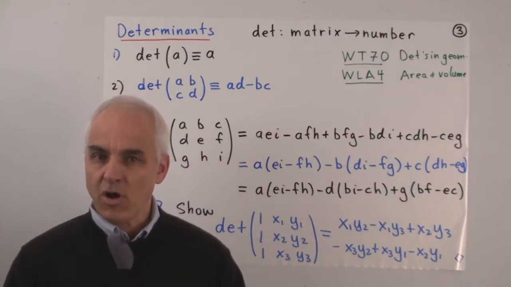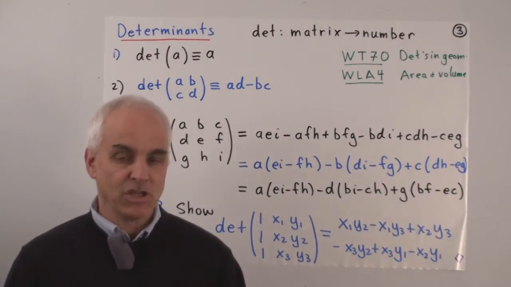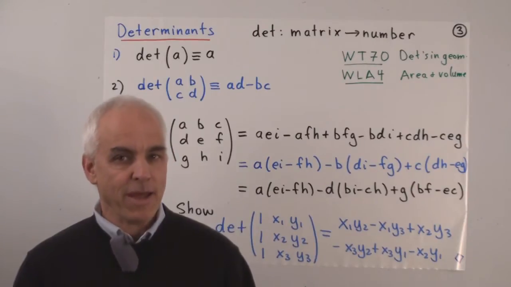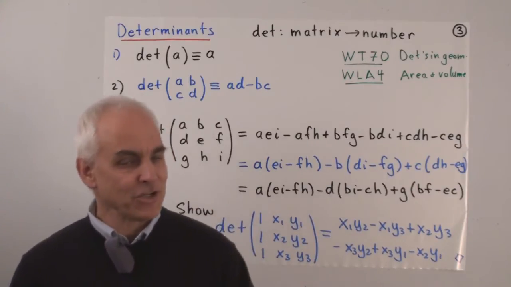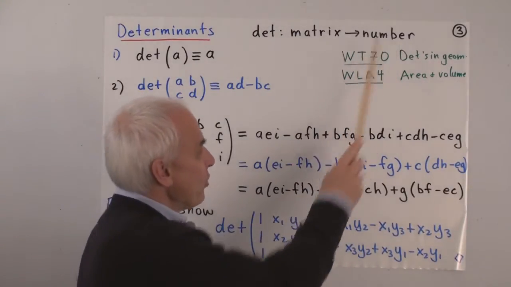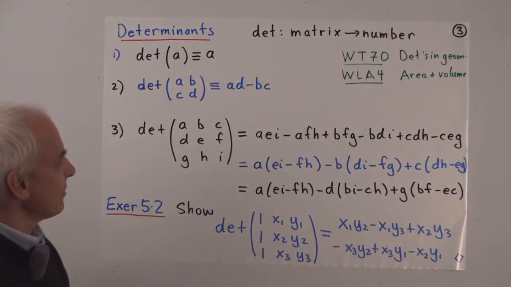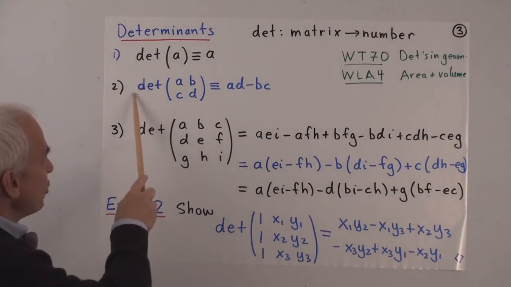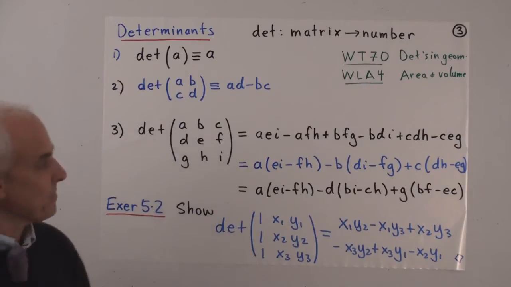And let's make sure that we all at least know a little bit about determinants. Determinant is a very important function in mathematics. In fact, it's the most important function in mathematics. It's a function that takes a matrix and outputs a number. And here are the definitions of the 1 by 1, 2 by 2, and 3 by 3 determinants.